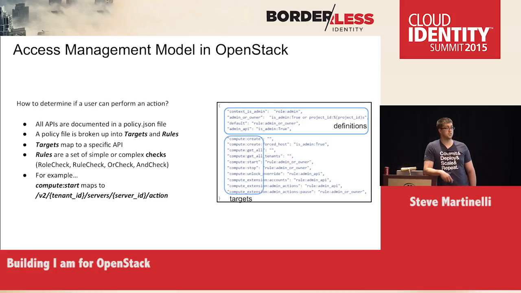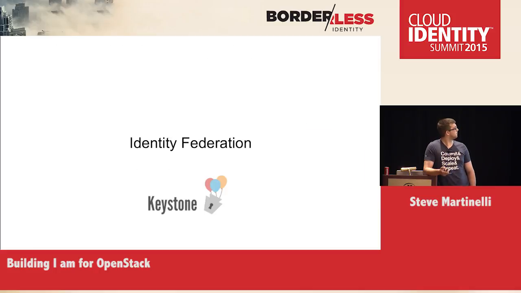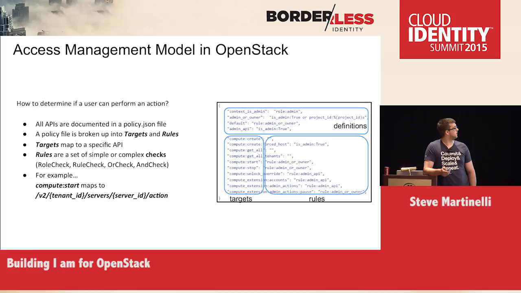Each target maps to an API endpoint. For instance, you can see the fifth from the top is compute start. That maps back to the URL that the user attempts to hit with the token. And then on the right side, we have the rules. The rule for compute start says the user must be either an admin or the owner of the resource that he's trying to use. That's how policy and resource management is handled in OpenStack.